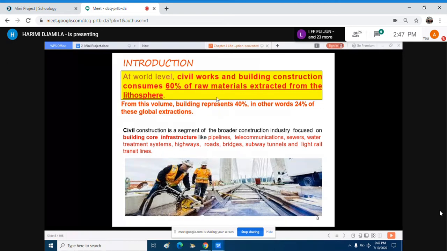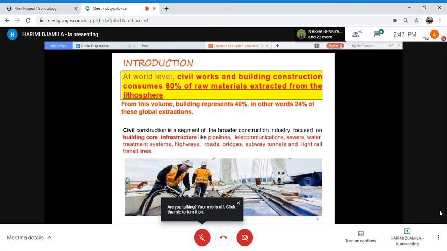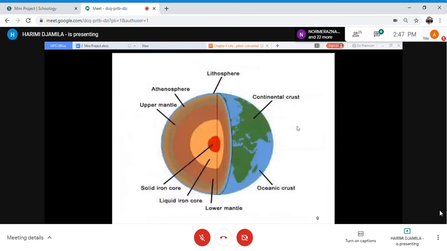It's just linked to the building itself without including civil works. When we talk about civil works, we may include telecommunications, pipelines, sewer, water treatment systems, highway, roads, bridges, etc. So here 24, obviously it comes from 60 times 40 over 100, so we find 24 of that's total extraction of the lithosphere.